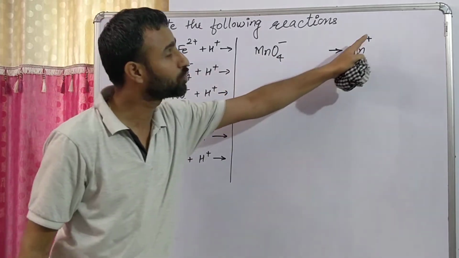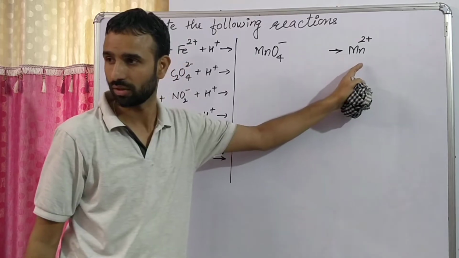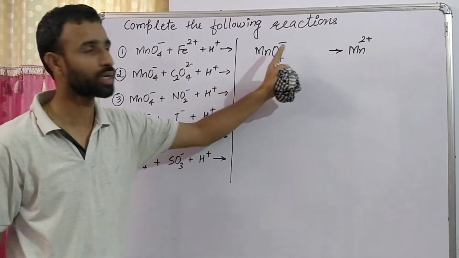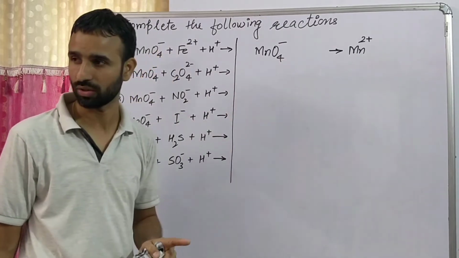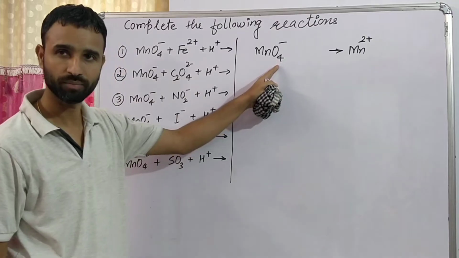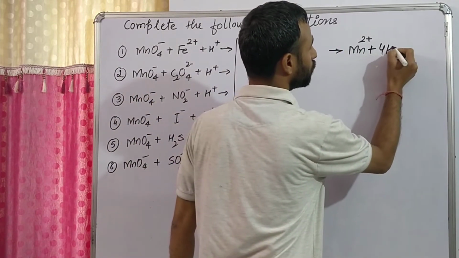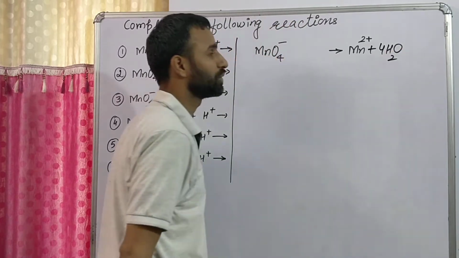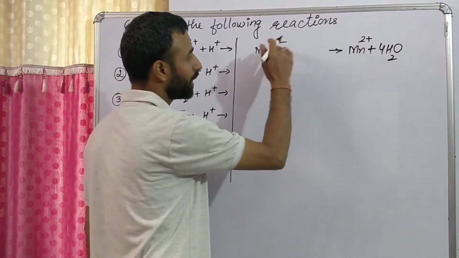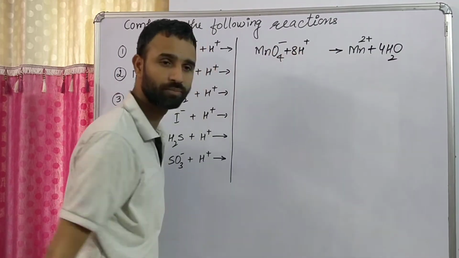See, Mn2 plus, it is a charge. The number of manganese on this side is 1, so the number of manganese is balanced. Now come to the oxygen. On this side there are 4 oxygen, on the other side 0. So we add 4 H2O to the side deficient in oxygen, and double the number of H plus ions on the opposite side.